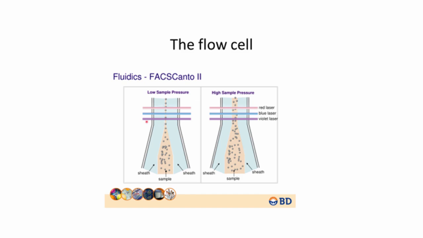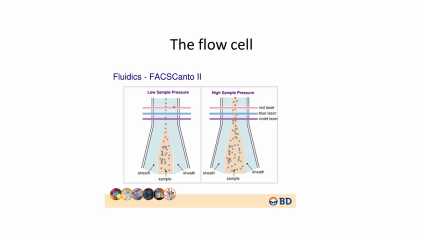The flow cell is shaped into a cone, and that has the effect of tapering the sample too, so that the cells pass through the interrogation point in a single file, that is, one at a time. This is called hydrodynamic focusing.